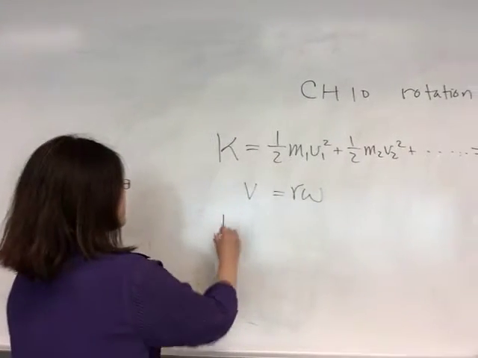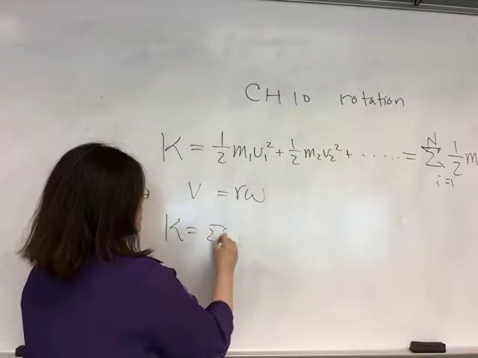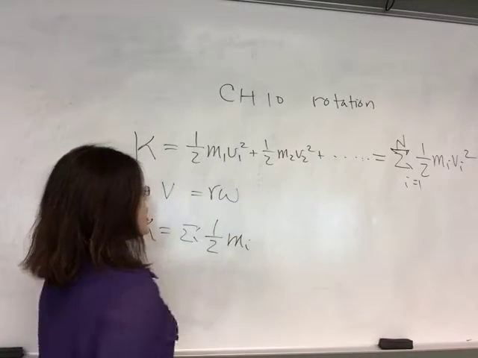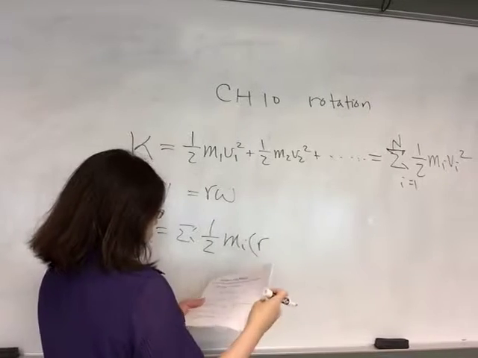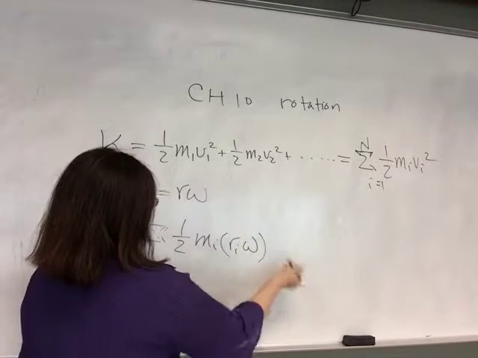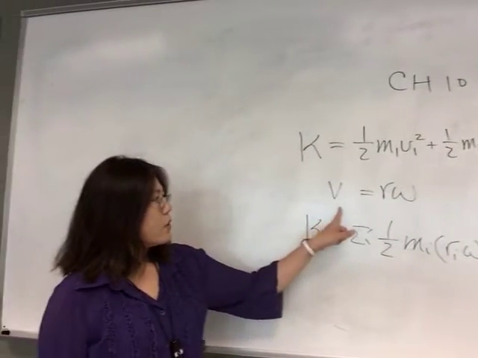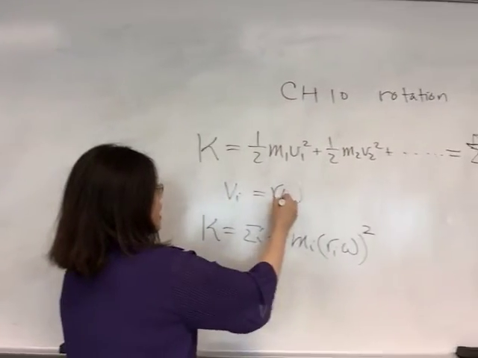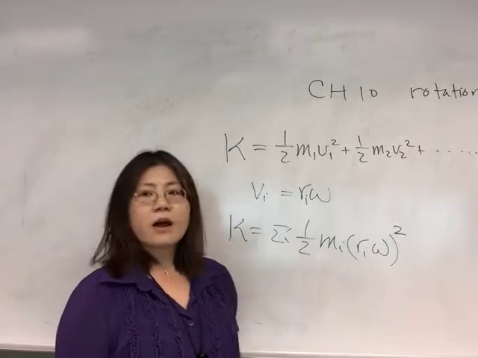So your K here is equal to the summation of 1/2, and the mass does not change. And your v now is equal to r_i omega, and then you square it. You might wonder, the subscript indicates that you have your i here and then i here. What happened to the omega? Why isn't omega having an i subscript?